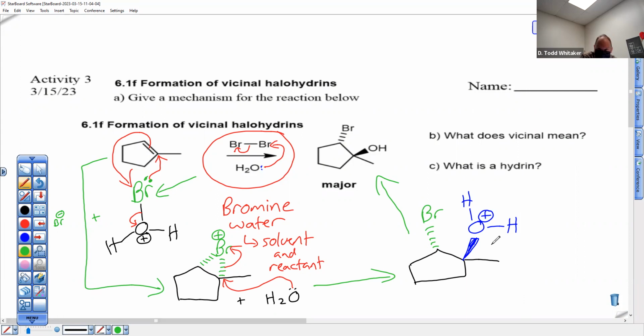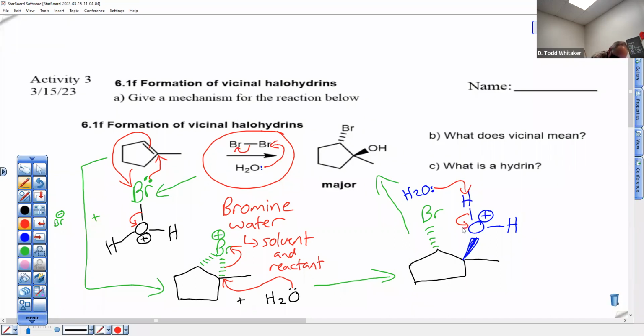Now the question is, what's the best base to grab the H? And some of you want to use that Br minus that I made right in the first step. Water's a better base. I'm going to prove it. And there's a lot more of it. Don't have to prove that. Solvent says it all, right? So water is going to react. Yes, this is your second time you've used water. And that is the end of that mechanism, part A.